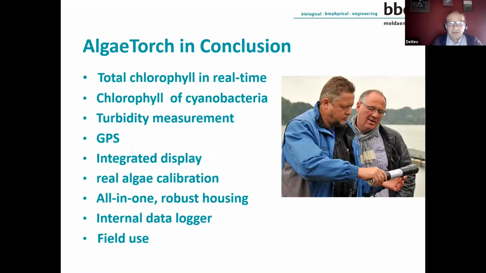So in conclusion, I would like to tell you what you get from the AlgaeTorch. You see here on the right side people using this AlgaeTorch for the improvement of the water quality by sonic sounds. They use the measurements of total chlorophyll in real time with the AlgaeTorch. They get the information of the cyanobacteria, which is important when you try to restore the water of a lake, for example. You have the turbidity measurement, which is also used to correlate the real chlorophyll content with the measurements.